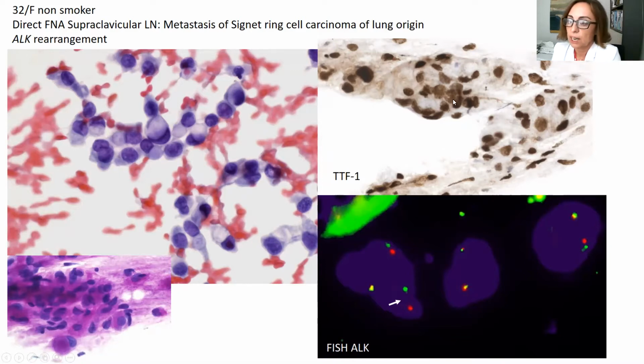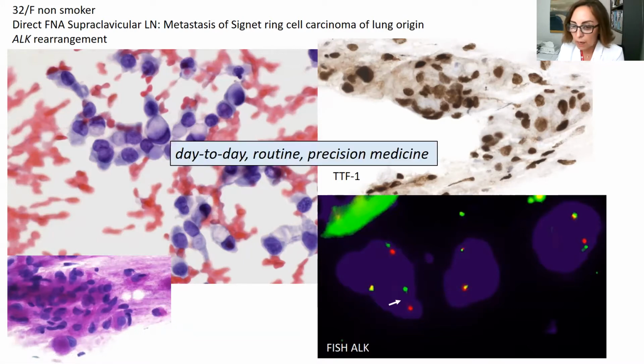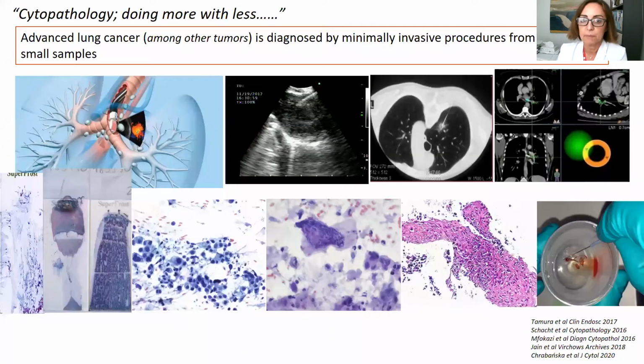And because she had a lung mass, we performed a TTF1 staining. There is a nice nuclear positivity. And because of the age and the morphology of the tumor, we performed a FISH for ALK. So here is the separation between the green and red signals that confirms the presence of ALK translocation. So I think we can all call these examples day-to-day routine precision medicine.